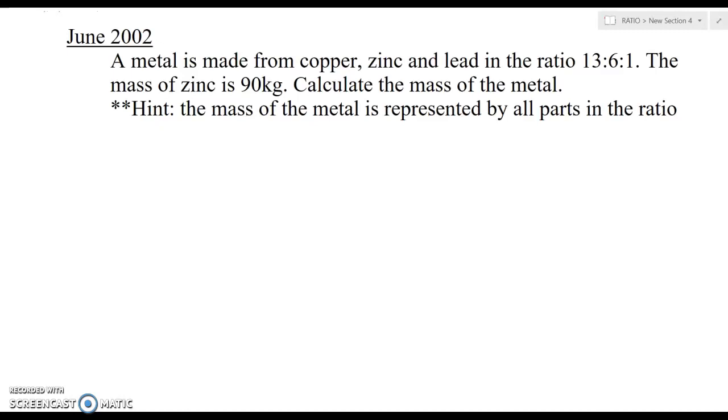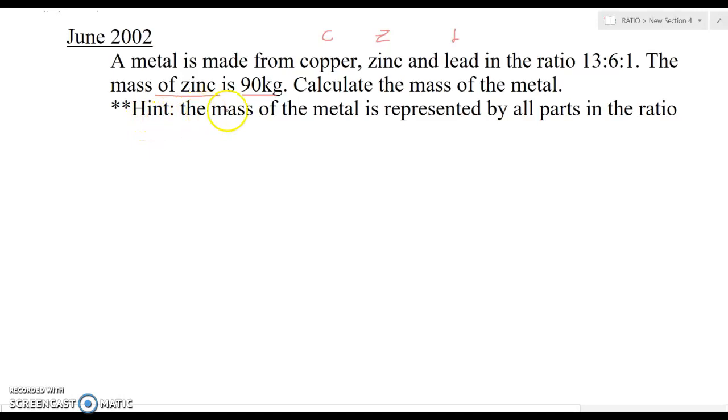So now we are looking in this video at two ratio questions. The first one is similar to one that we did in the last video, part one in the ratio video. Let's look at it together and see what we get. A metal is made from copper, so we could represent copper as C, zinc, Z for zinc, and lead, in the ratio of 13 to 6 to 1. The mass of zinc is 90 kilograms. Calculate the mass of the metal.